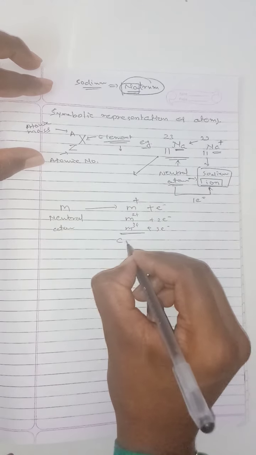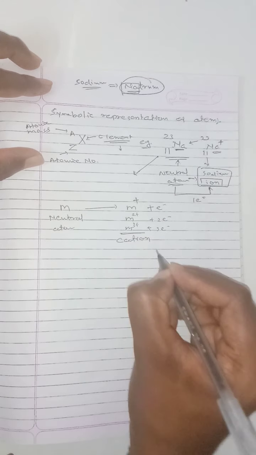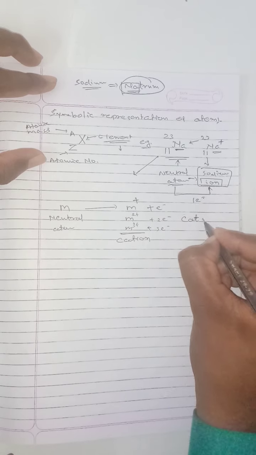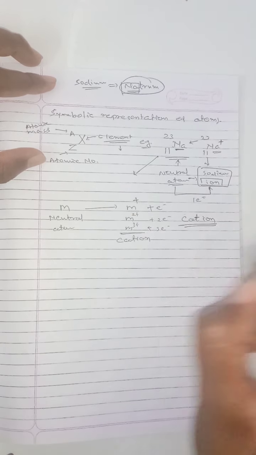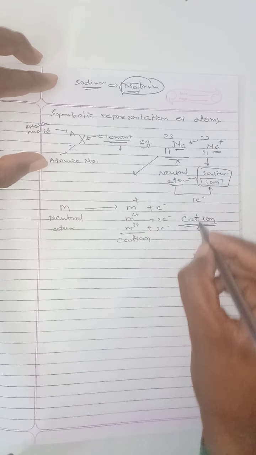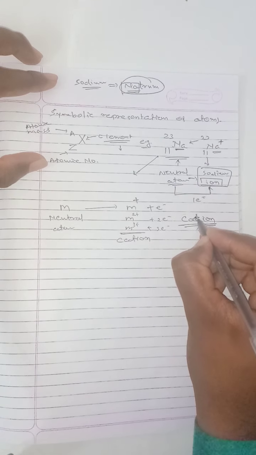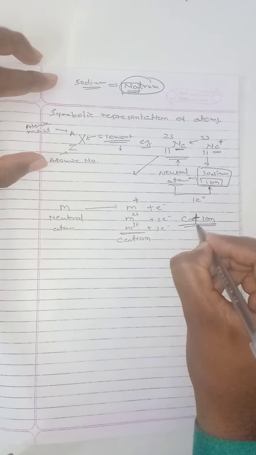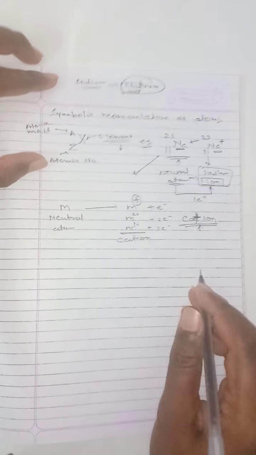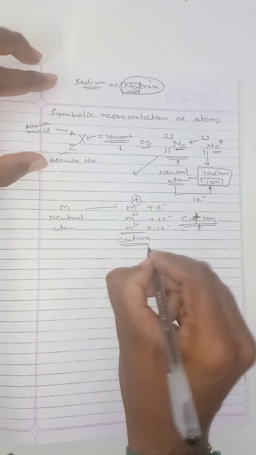This is called a cation. How can you easily identify a cation? The plus represents the positive charge, so it is said to be a cation.